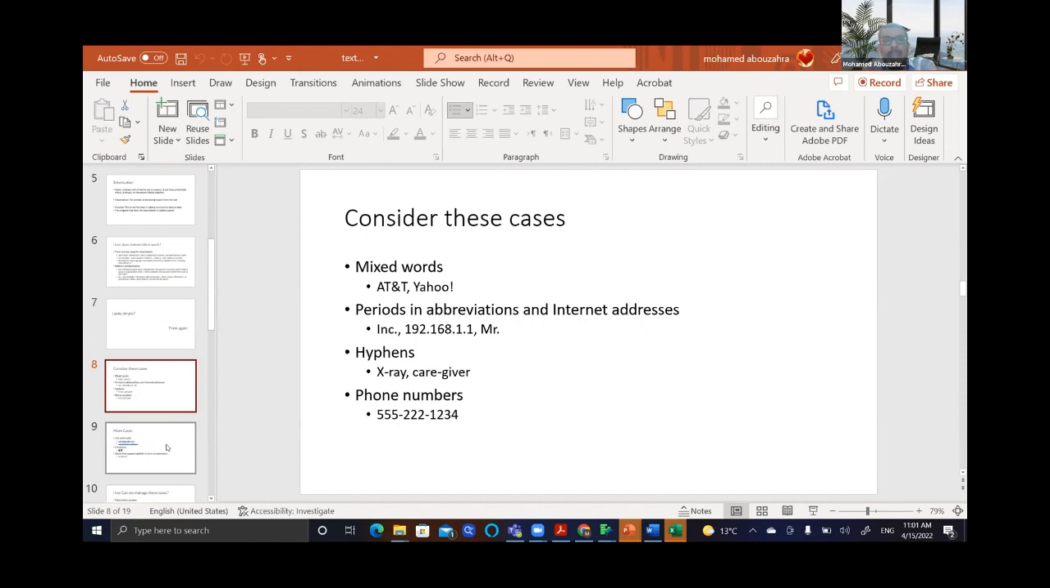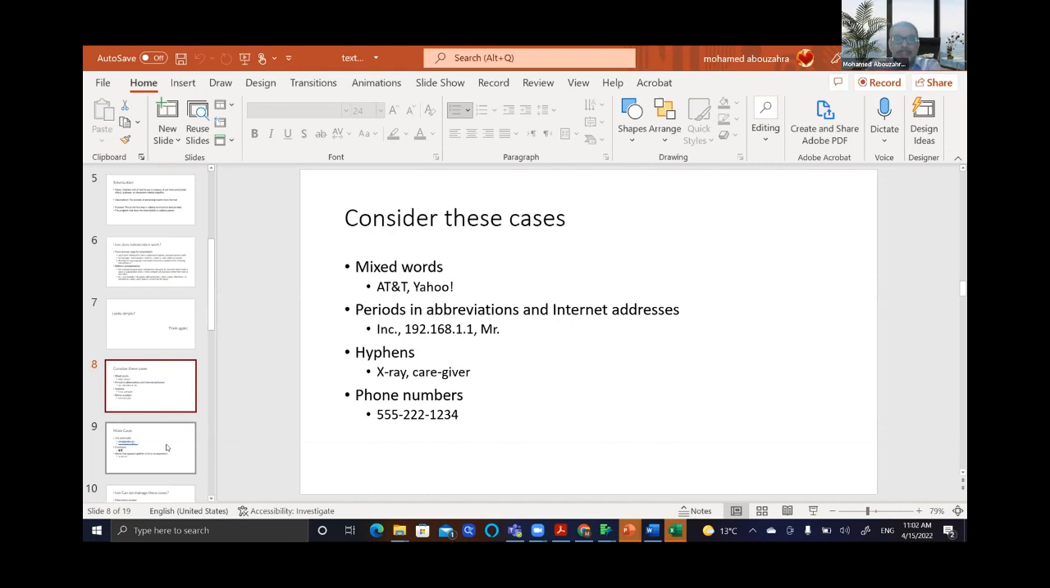When we are talking about IP addresses that we talked about when we discussed the internet, 192.168.1.1, this is a whole token. This is one word, one address. We should look at it as one address, but it has dots in it. So how can the tokenizer understand this is one word and not just four different words? Hyphens, like X-ray or caregiver, are one word again. How can we convince the tokenizer or the parser to understand these are single words?